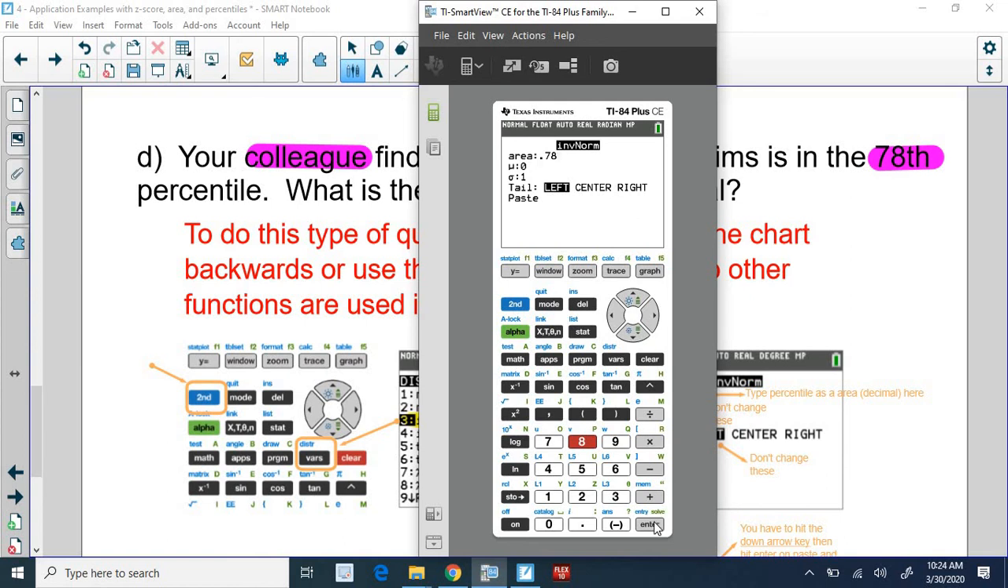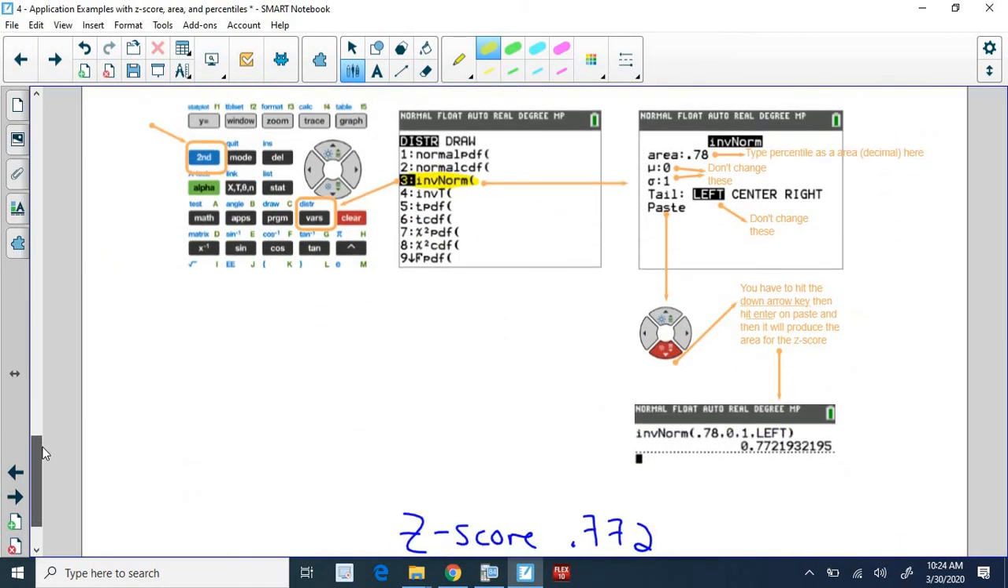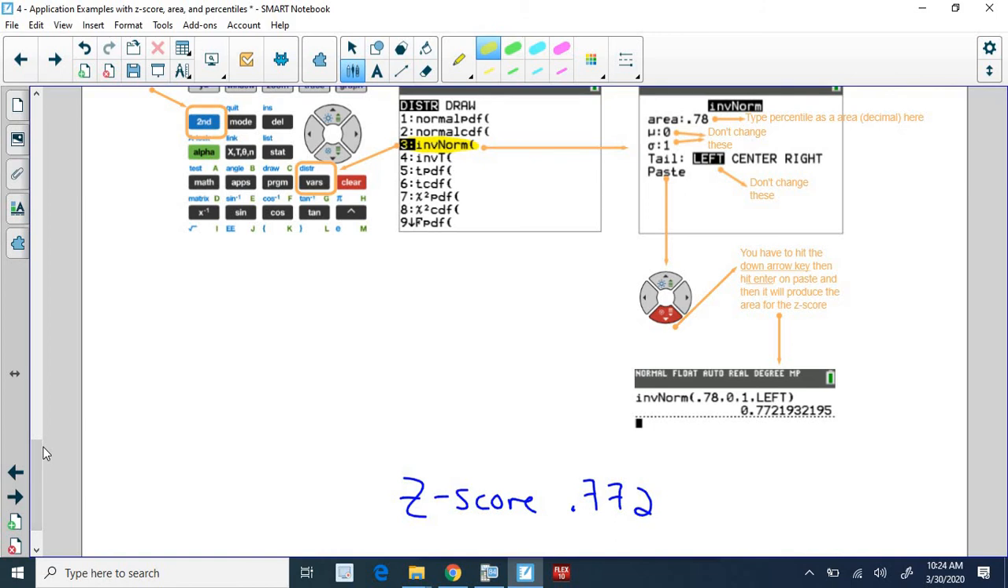You hit enter, you stay on left because percentile by definition is left. You can't hit enter here, which is kind of strange. You have to hit down and hit paste, and then you find that that is a z-score of 0.77. Okay, so you can see that I have that. You could also use the chart in reverse, as I mentioned on a previous video. Hope these real life problems help and help make you understand what statistics is and how it is used.